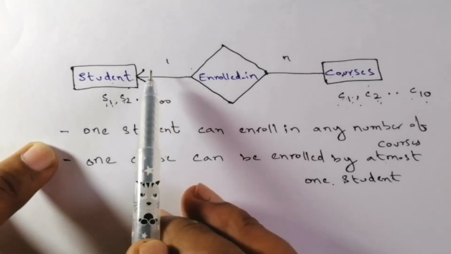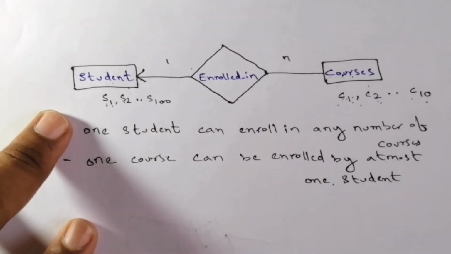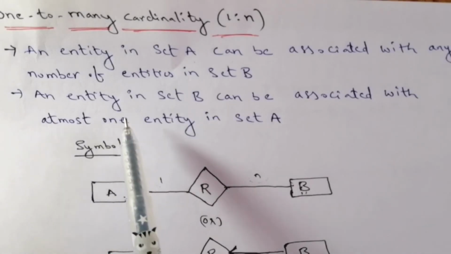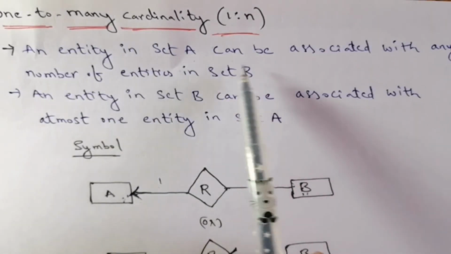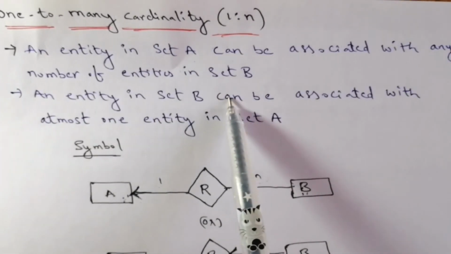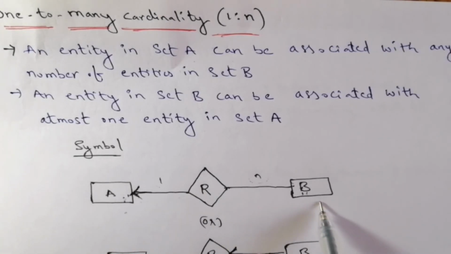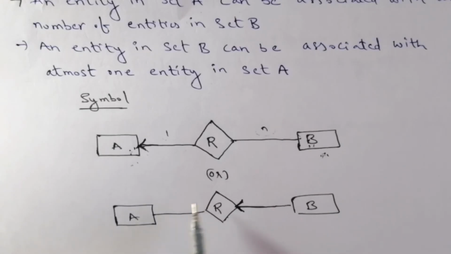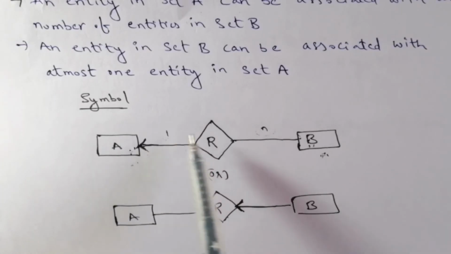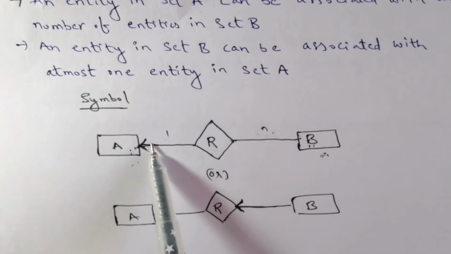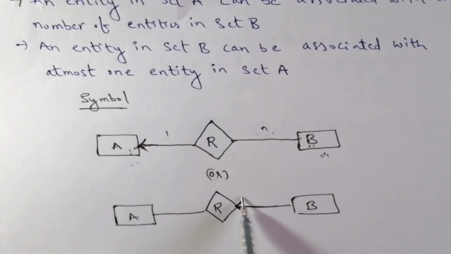So in one to many cardinality, an entity in set A can be associated with any number of entities in set B, whereas the entities in set B can be associated with at most one entity in set A. We can represent it with the arrow, 1 to n, or we can represent the arrow over here in the relationship, right?